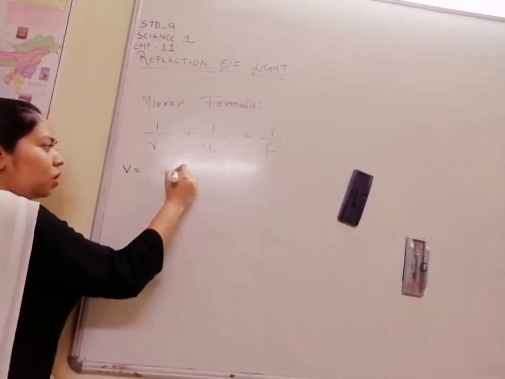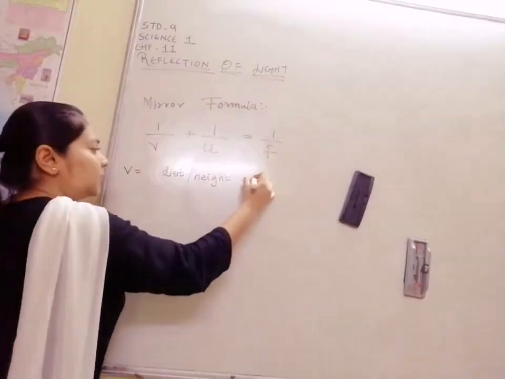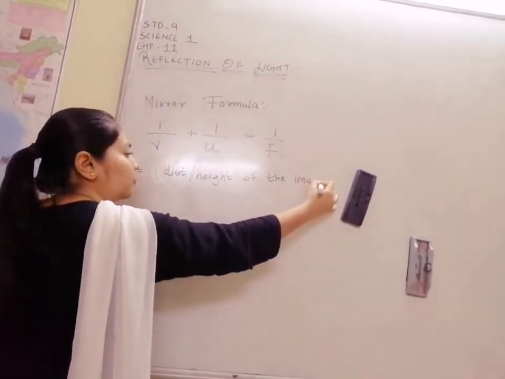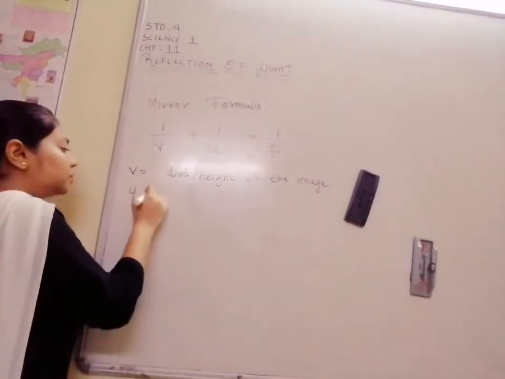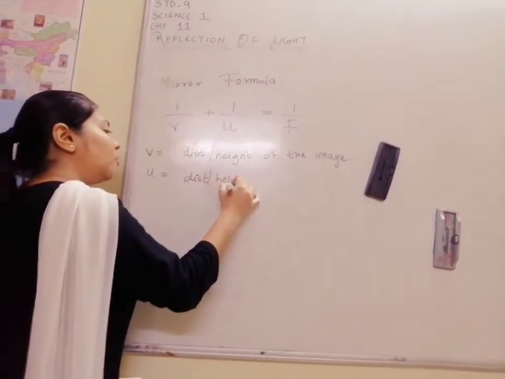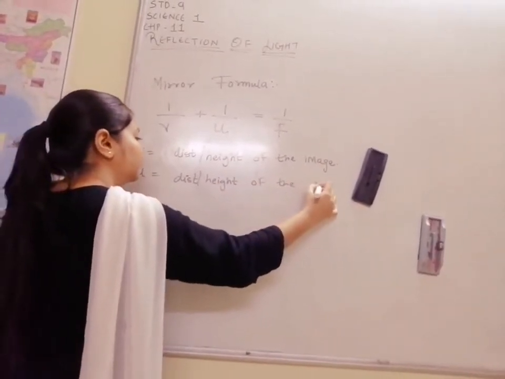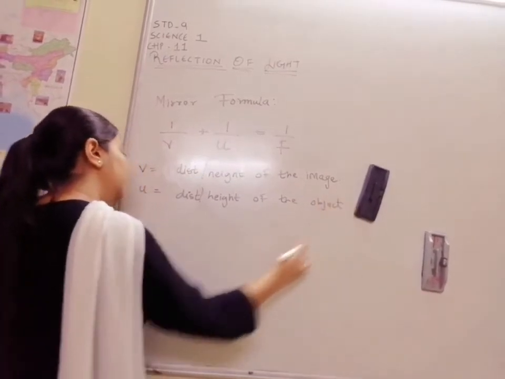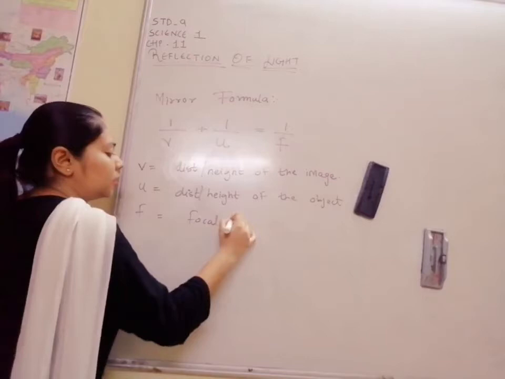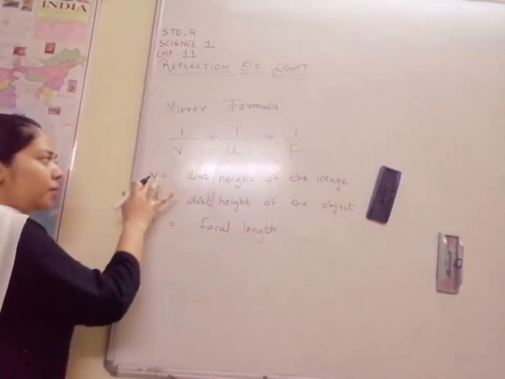v is nothing but the distance, or you can say the height, of the image. And u is the distance or height of the object. And small f, you all know, is the focal length.